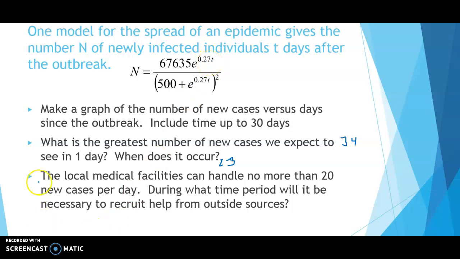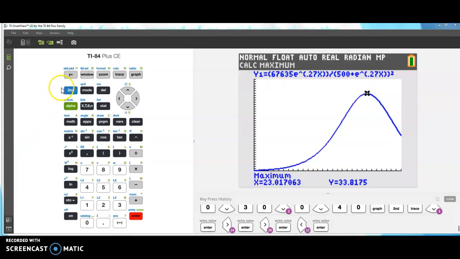The next question is, the local medical facilities can handle no more than 20 new cases per day. During what time period will it be necessary to recruit help from outside sources? So this no more than 20 tells me that it's an inequality. It's going to be a range of days, and I want to know where this number of new cases is above 20. So I'm going to my calculator for this, and I'm going to use the crossing graphs method.